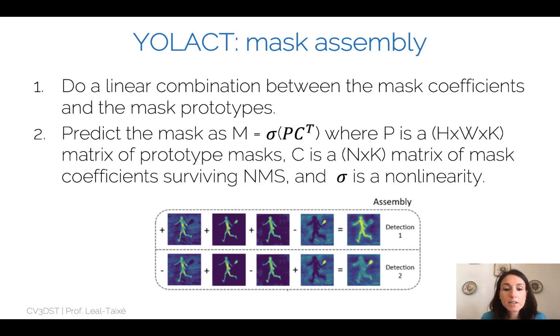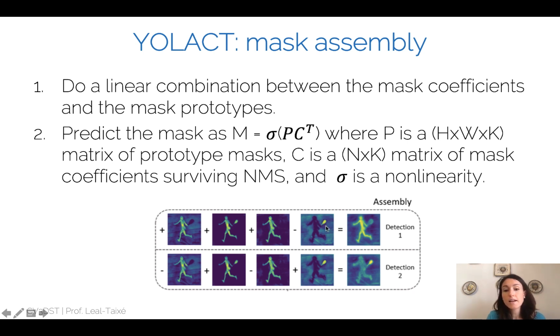So you can see here an example of how you actually construct the final mask by assembling these sort of pieces of masks. On the top side, first of all, these images are the prototypes, and these are the coefficients, positive coefficient, negative coefficient. And then you have, for example, the mask that has this person with the racket. Here there's only the person.